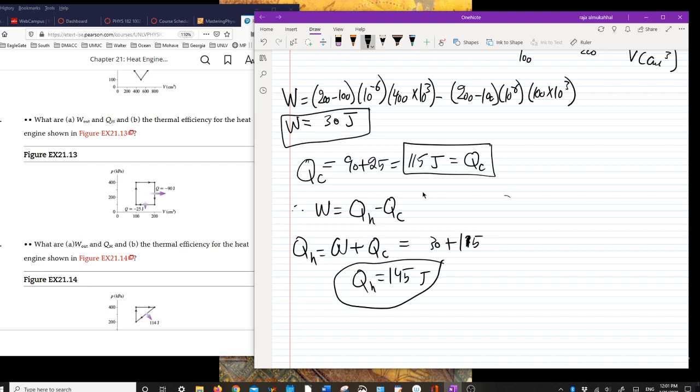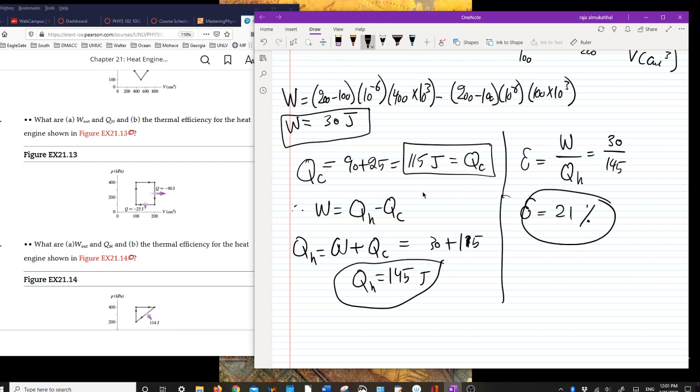Okay. And then the last thing, he said, what is the efficiency? Efficiency is work over Q hot, and that would be equal to 30 joule over 145 joule. Their efficiency in this case will be 21%. Okay. That's it. I think this is it.